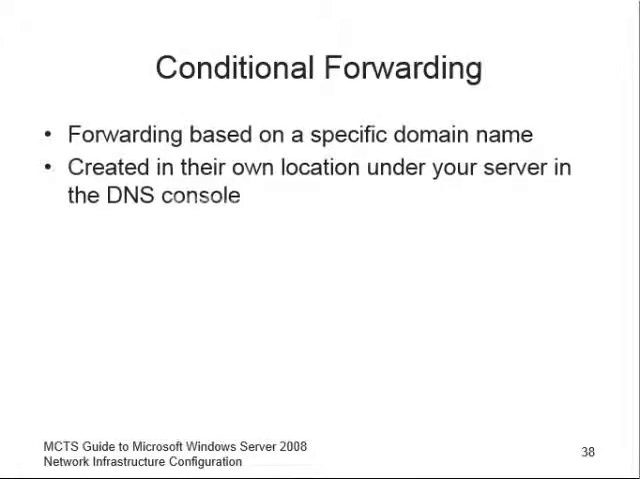Traditionally, forwarding is set up so that all non-matching queries are sent to one or more servers. This is what we call standard forwarding. Another form of forwarding is what we have been calling conditional forwarding, or forwarding based on a specific domain name. In Windows Server 2008, the conditional forwarders are created in their own locations under the server in the DNS console. You're going to be doing this in activity 6-12 of the book.